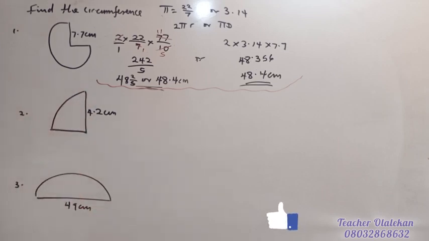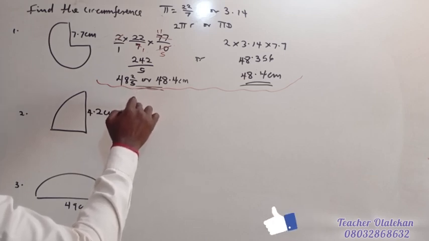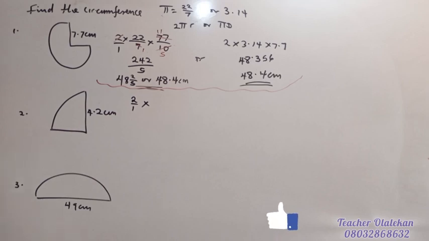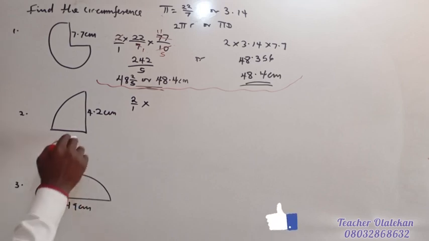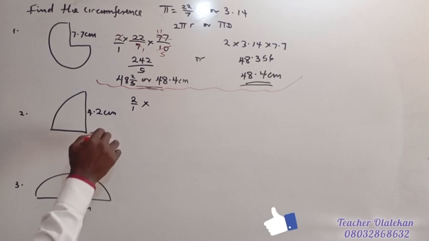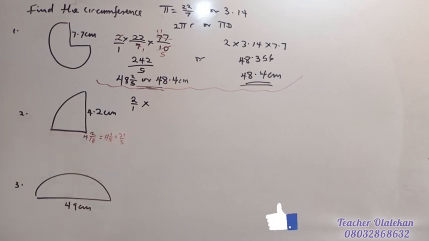We also have a radius, do not forget. So we use our 2 pi r, right? That will be 2 over 1 times, let's change this to a fraction. When we change this to a fraction, that becomes 4 whole number, 2 over 10. Take it to the lowest term, that becomes 4 whole number, 1 over 5, and that becomes 21 over 5. Does that make sense?